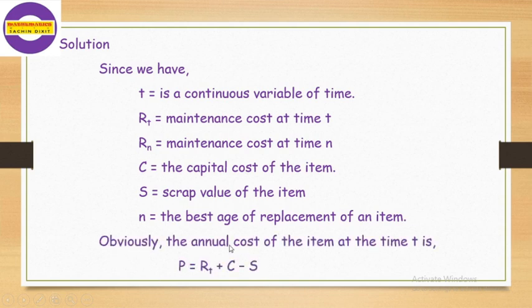Obviously the annual cost of the item at a time t is given by P, the annual cost at the time t. First write down the maintenance cost at time t, that is rt. Then capital cost minus scrap value means the value of that particular item at a time t. Therefore, we have to write down here C minus S. Hence, the total annual cost of the item at time t is given by P is equal to rt plus C minus S.